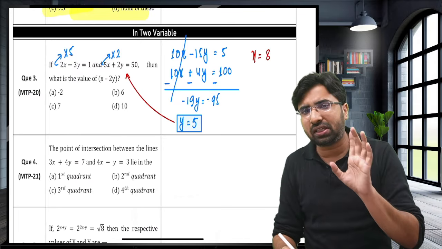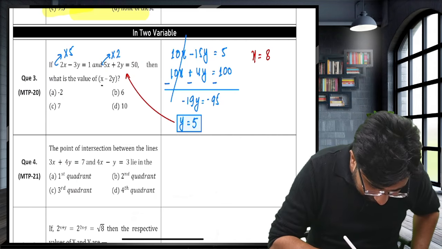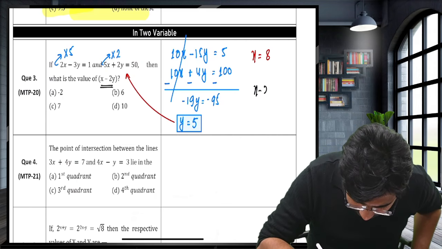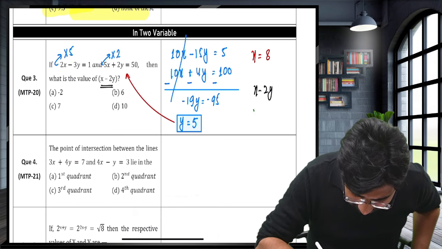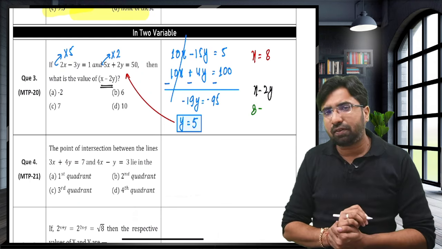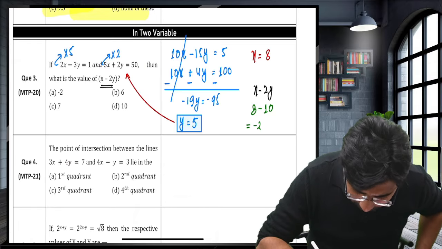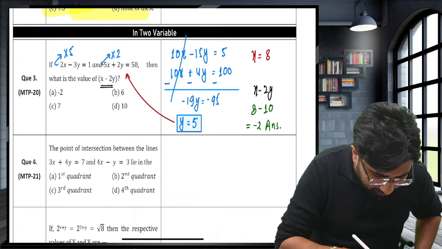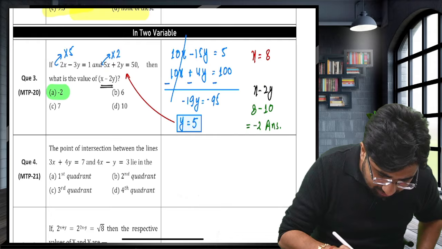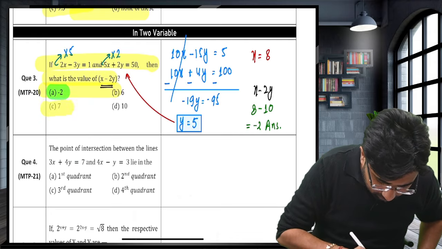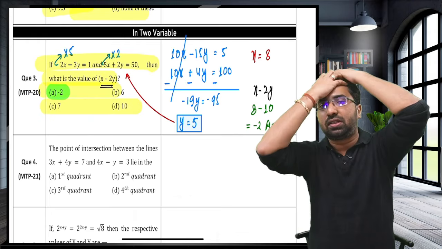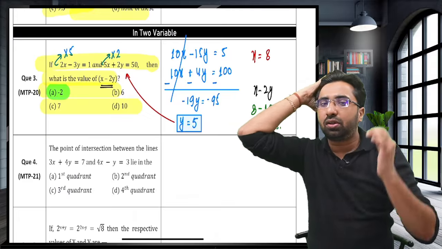They are not asking x and y. They are asking the value of x minus 2y. So according to you guys, x is 8, y is 5. 5 into 2, 10. How much is 8 minus 10? Minus 2 is your right answer. Minus 2, option A is the right answer. I hope this question is clear to all of you.